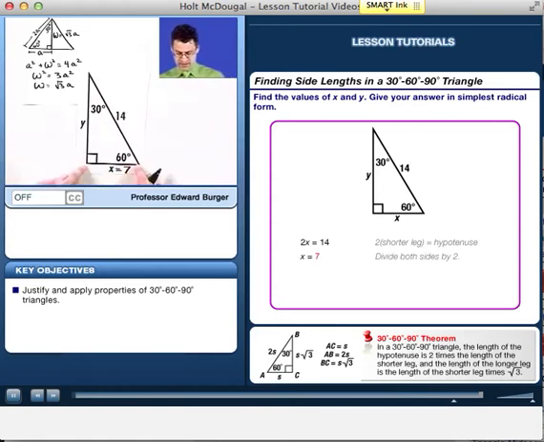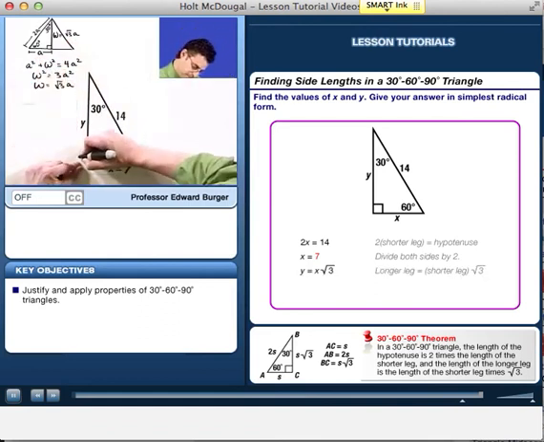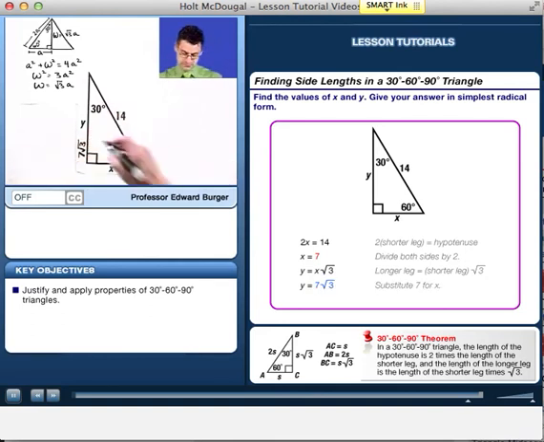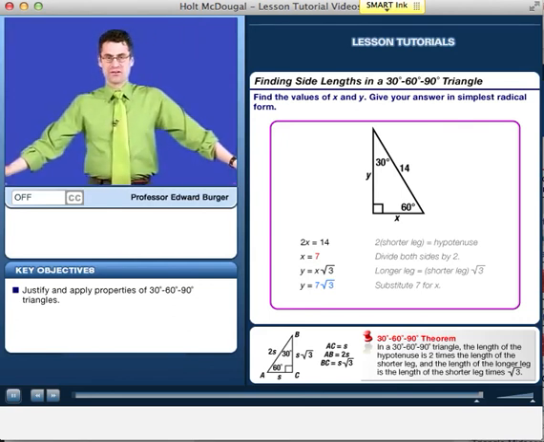Once I know the 7, how do I get this height? Well, that's the square root of 3 times 7. So this is just 7 square root of 3. Easy as that. The 30, 60, 90 right triangle. Another golden oldie.